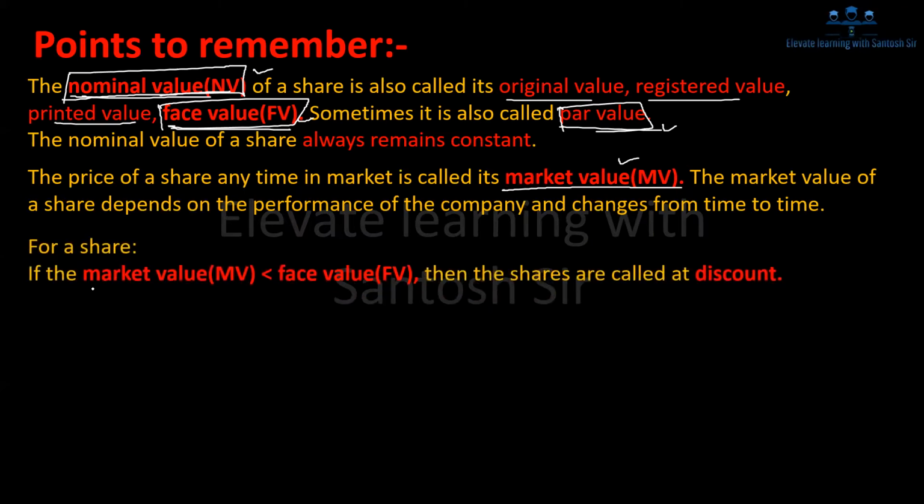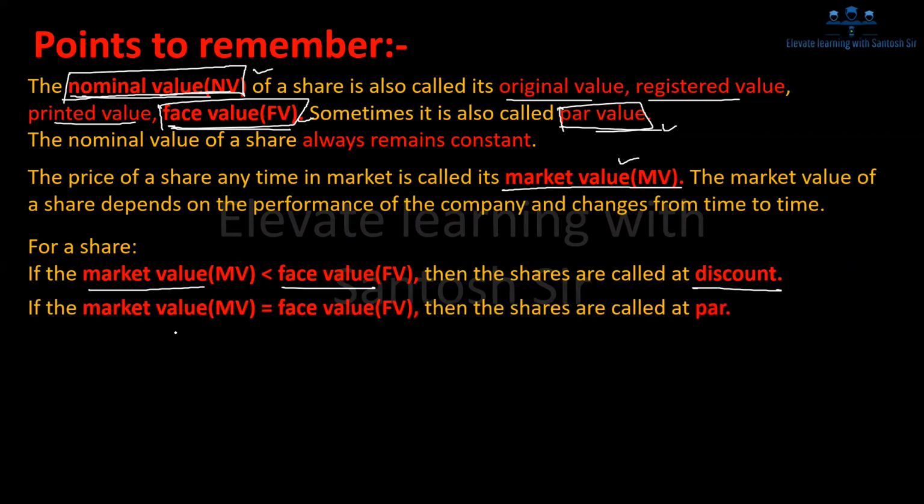For a share, if the market value is less than the face value, it means the company is at loss, then shares are sold at a discount. They are available at a price which is less than the nominal value. If the market value is equal to the face value, it means your company is in no profit, no loss. In such condition, face value and market value are the same, and we say that the shares are at par.